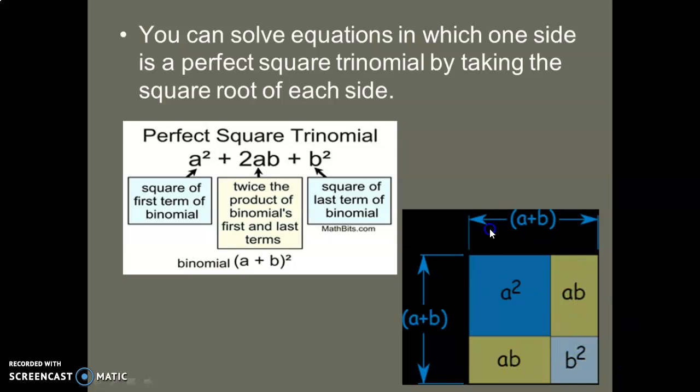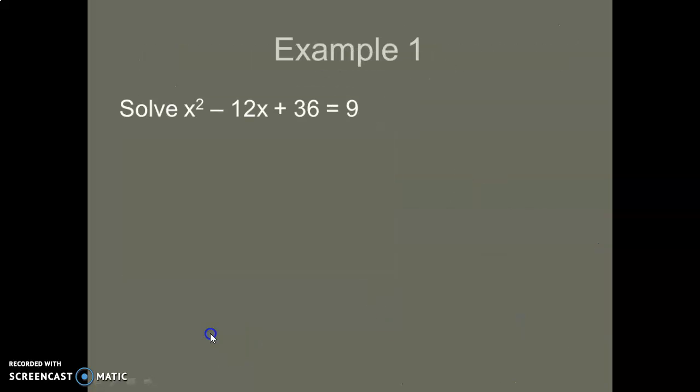Okay? So the reason why they call it completing the square is because it would actually form a square here if you put all the pieces together. Okay? And so this area model really represents a plus b. Okay, so a plus b would be this, because this is a on this side, and then this side here is b. Okay, so a plus b times a plus b is a plus b squared. All right, and we'll come back to this area model a little bit later.